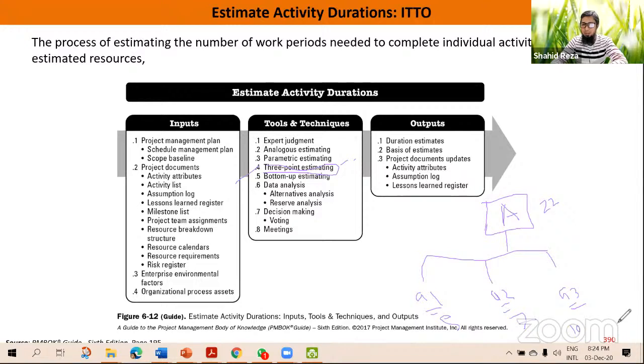So this is actually bottom-up estimating. We are calculating the estimate for A by breaking it down into smaller activities, and then calculating from the bottom up, we get the value of A. So that is known as bottom-up estimating. Okay.